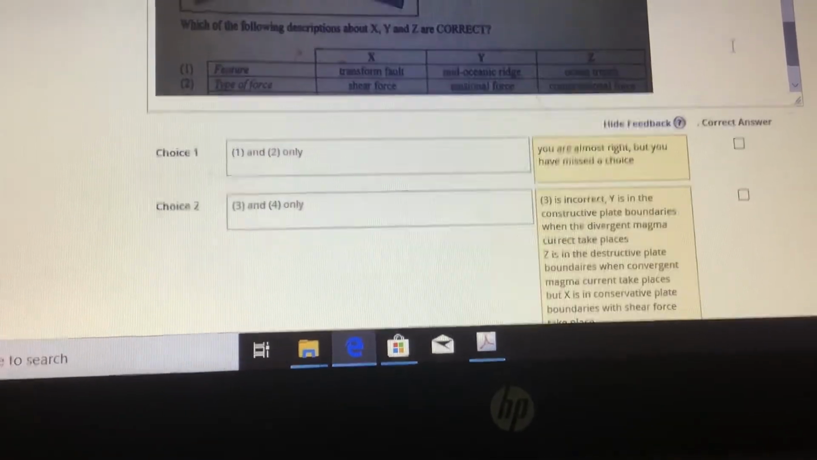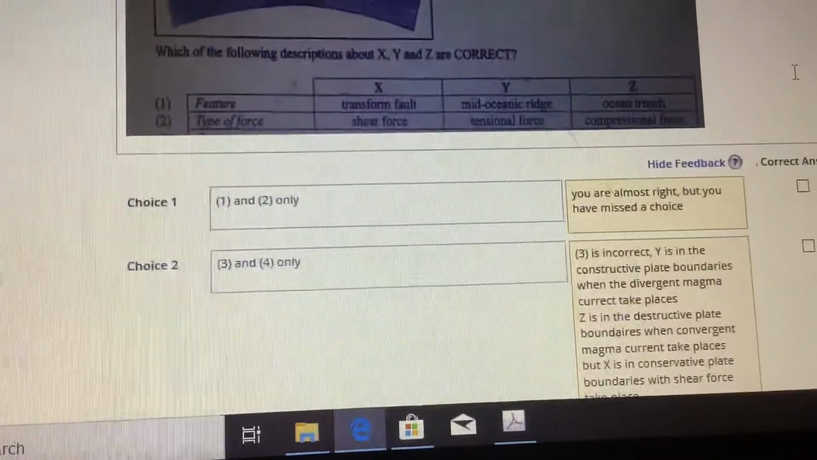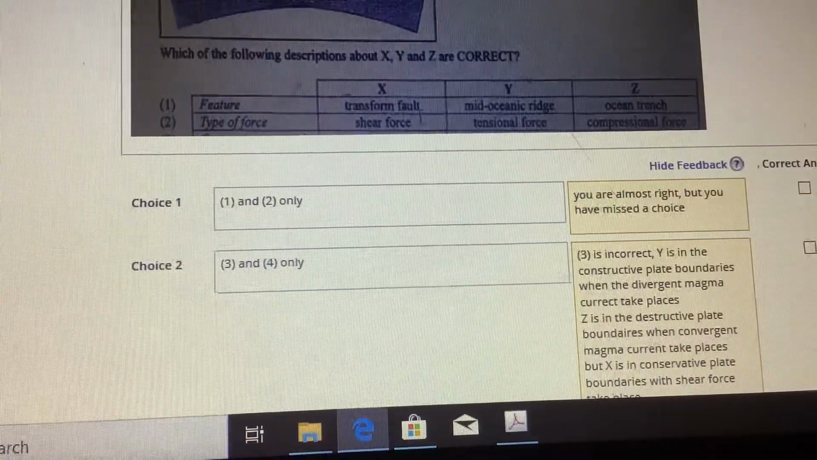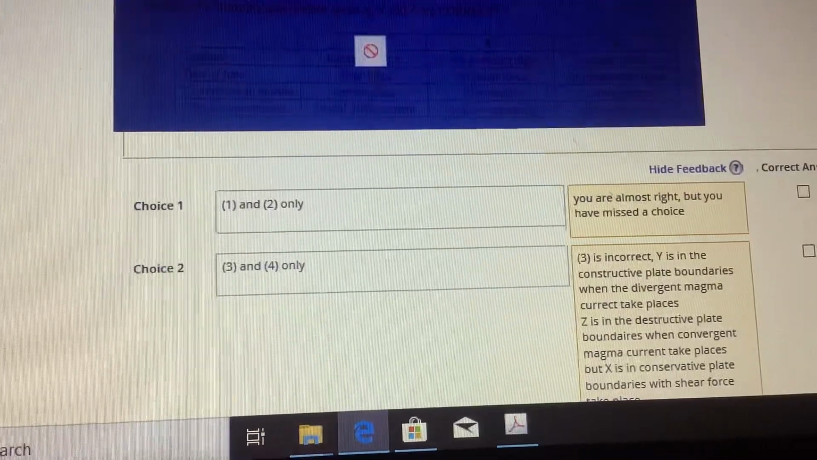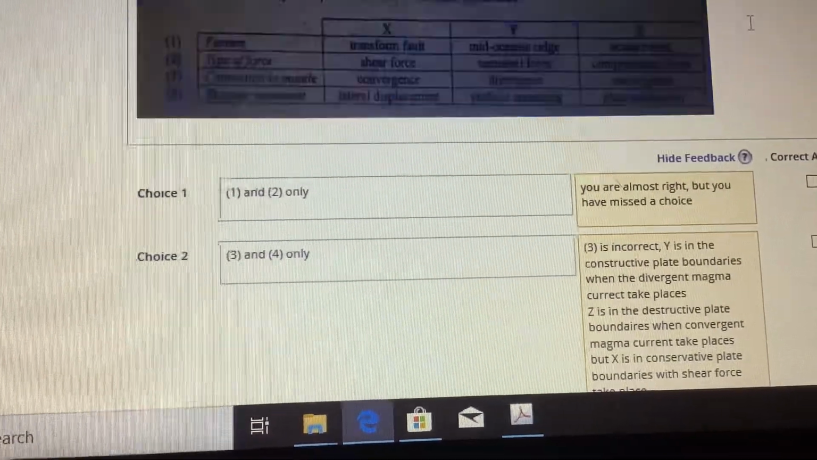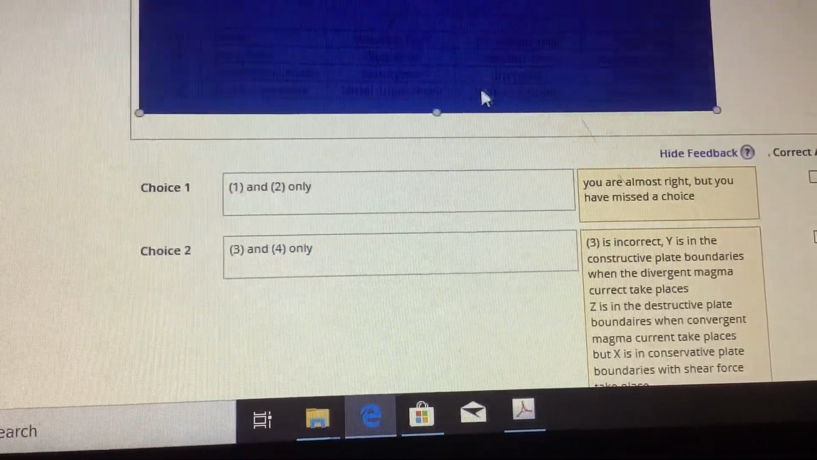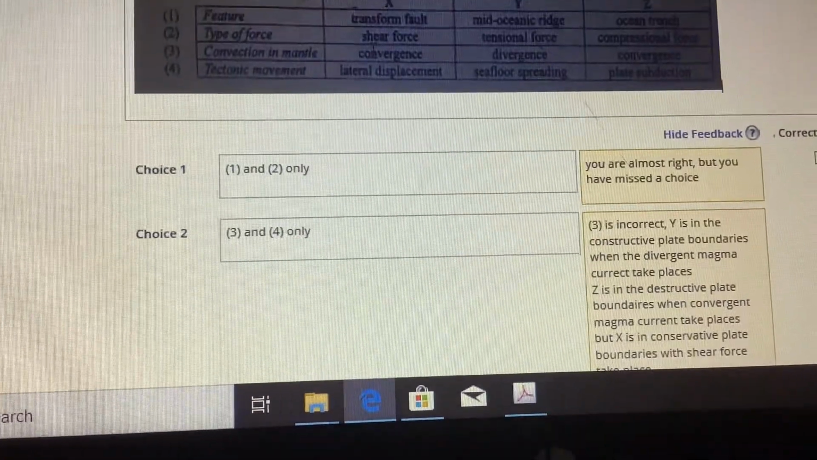Sorry for the light. It's not too bright. Okay, you can see transform fault, mid-oceanic ridge and ocean trench is right. How about the type of fault? How about the type of force? How come I always like this?